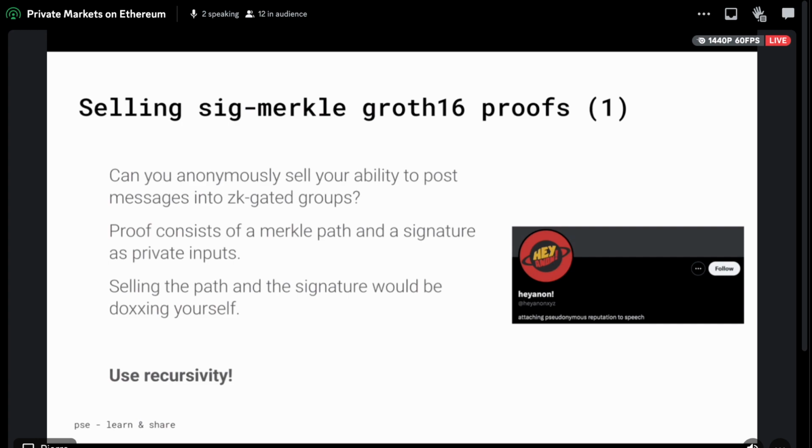Instead, what we came up with was, well, let's use recursivity, because recursivity would allow us to sell the proof itself without divulging the input to the proof. And an app like Anon is not expecting to see the inputs of the proof, of course. It's just expecting to see a valid proof. And recursivity would make it possible to sell Groth16 proofs that make it possible to access those kinds of services directly without divulging any data about the Merkle path and the signature.